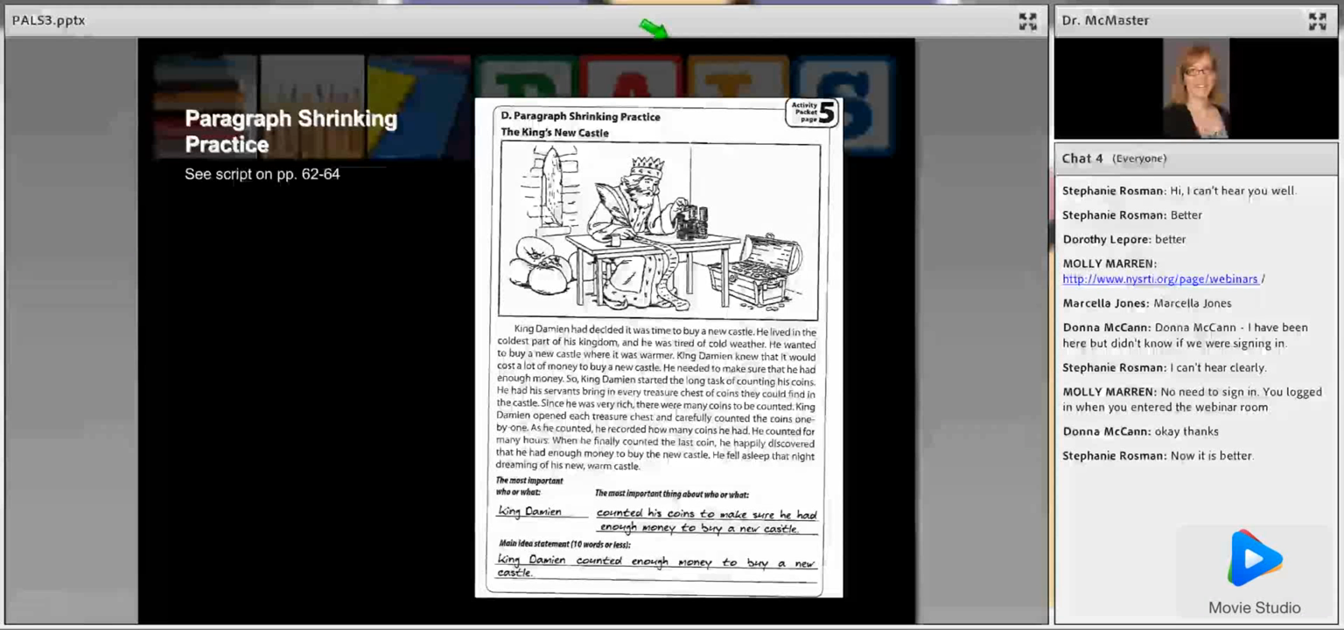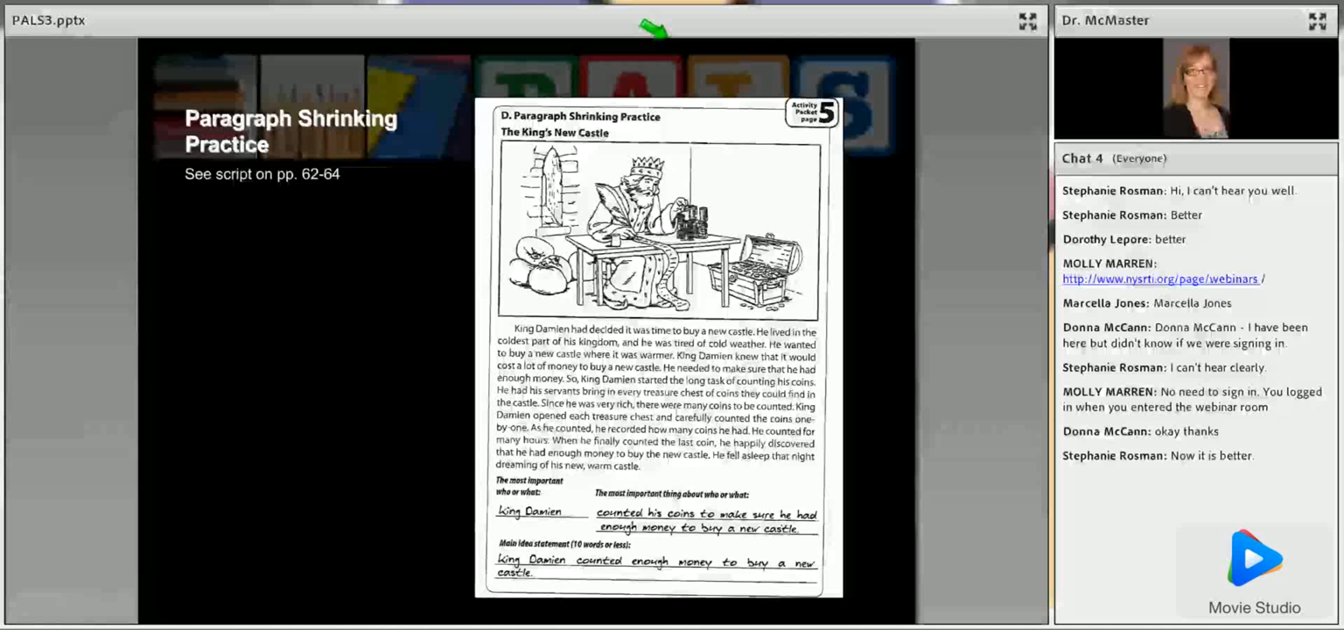And students would have to think about, is that important information or is that more of a small detail? So the teacher would ask a bunch of questions. Students would have to decide, is that important or not so important? And eventually they would come to the most important thing that's happening in the paragraph, which is that King Damien counted his coins to make sure he had enough money to buy a castle. So then they would write that down.